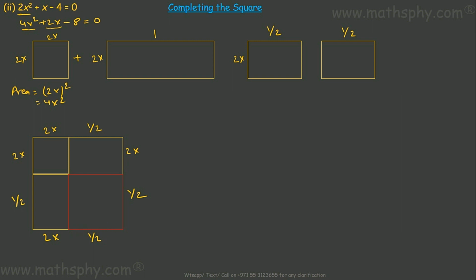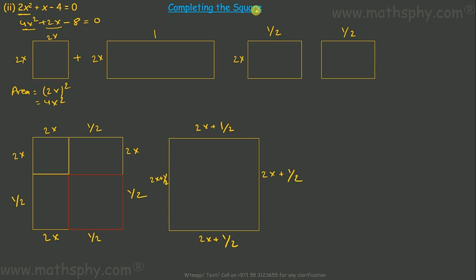Now if you look at this, I have this big square, all sides are equal, 2x plus 1 over 2. This is the new square, all sides equal, 2x plus 1 over 2. This is the big square here.